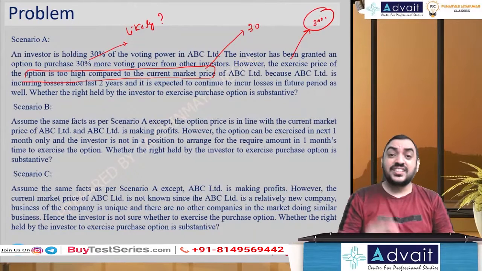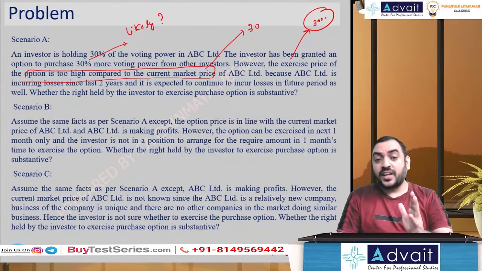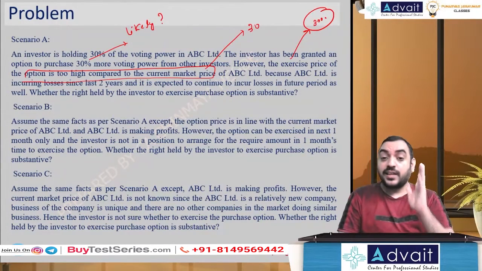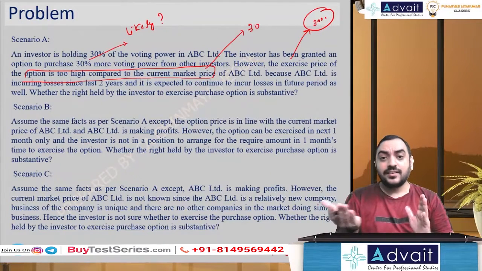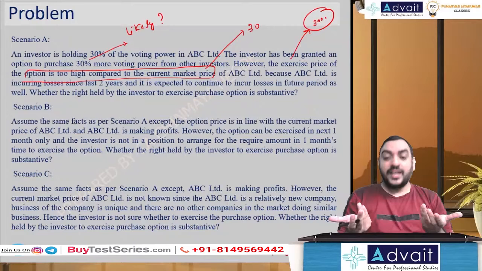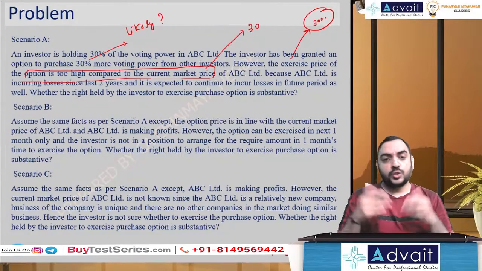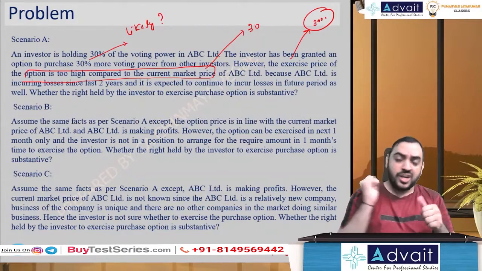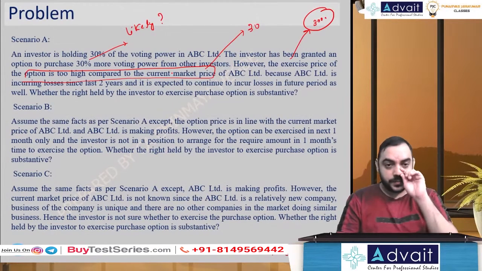Remember, for you to call it substantive, you should look at some factors. And one of the factors is barriers, which will have an impact. Because the market price is less and the exercise price is too high, it's unlikely the option will be exercised. So you don't go for the 30%, which means this option is not substantive. So we don't take that into consideration for assessing the control also. It is not substantive since the option price is too high compared to the market price.